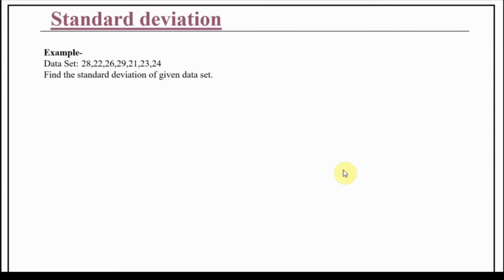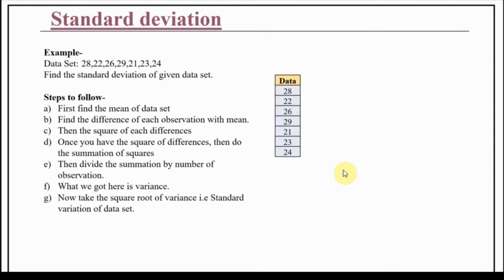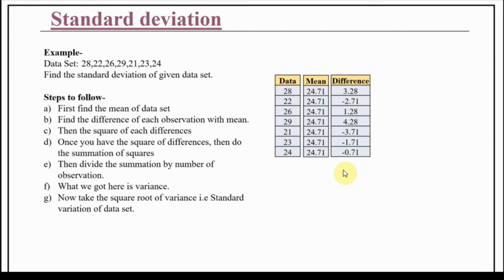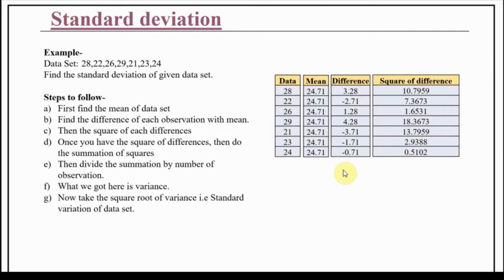We can solve this question in two ways. The first one is manually and the second one is an Excel sheet. Let's first do it manually to understand this concept more clearly, and we will follow the following steps to solve it. The first one is to find the mean of the data set and put it in table format. Then find the difference of each observation with the mean. Then square each of the differences.